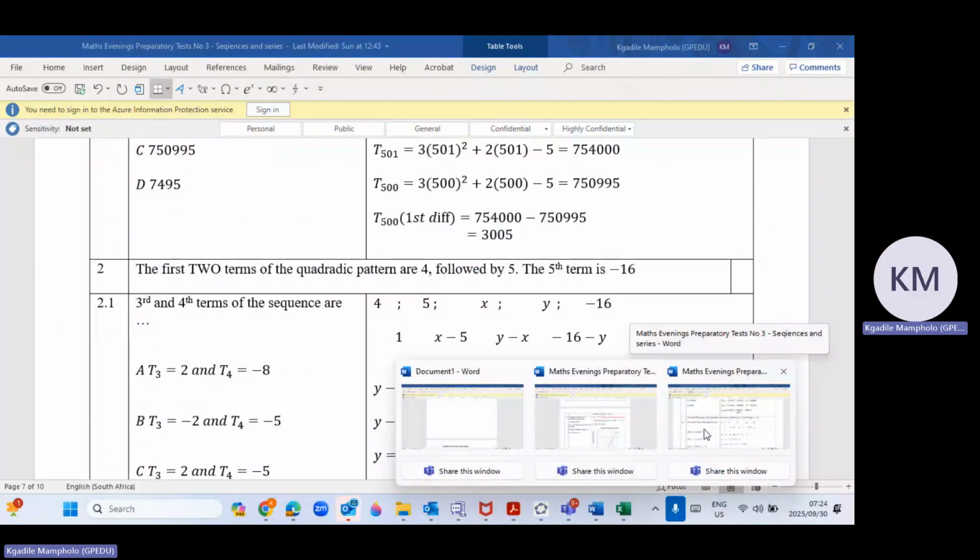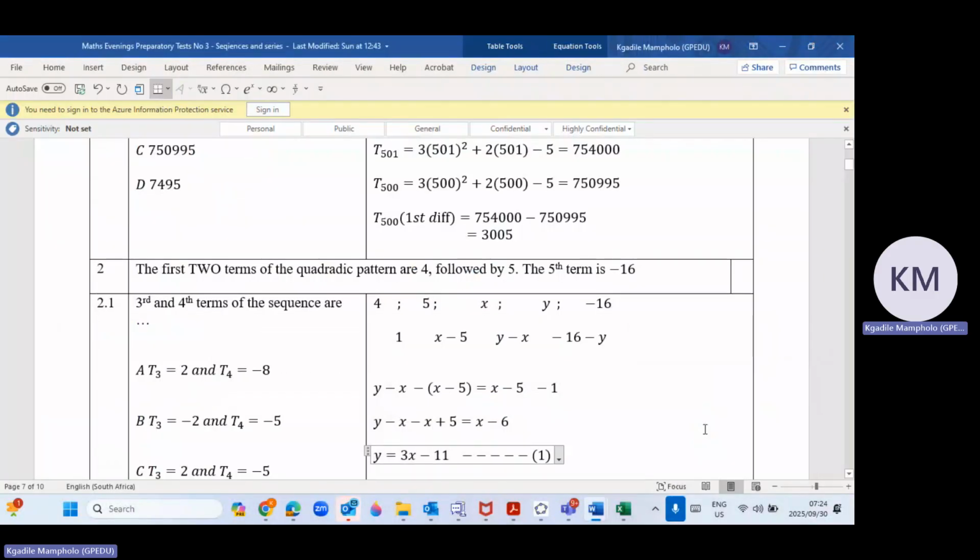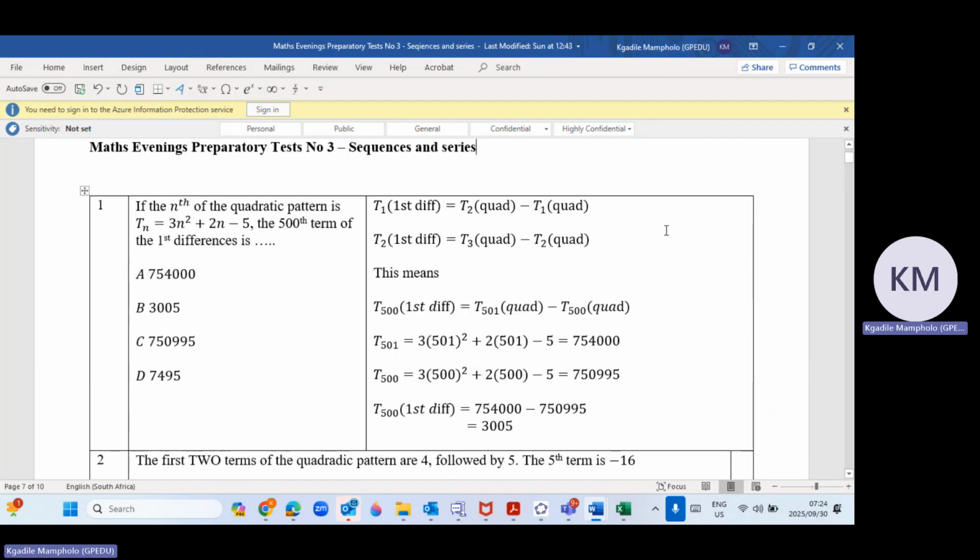Welcome to today's mediation of the test, which was written on the 3rd of October 2025. We know that on that date we wrote the sequence and series test. Now, without wasting time, let's go into it.